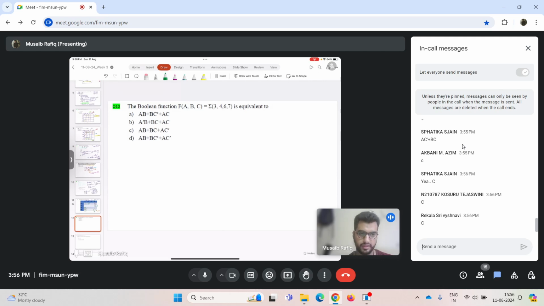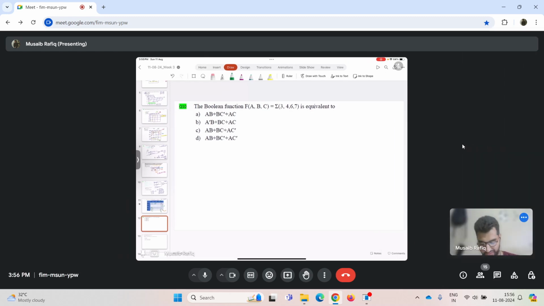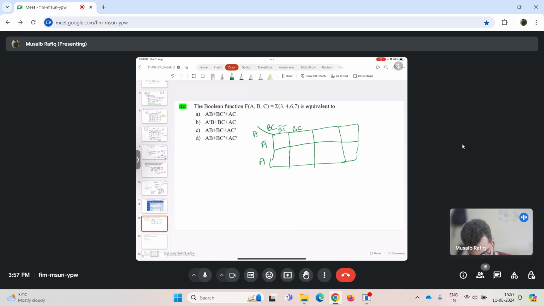Yeah, so I see a lot of you writing C. I'll tell you the reason why I put this question for you guys to solve first. So this is a three variable function, and we have A and here BC. This is A bar and this is A. So this is B bar C bar, this is B bar C, this is BC, and this is BC bar. This is 0, 1, 2, 3, 4, 5, 6, 7.